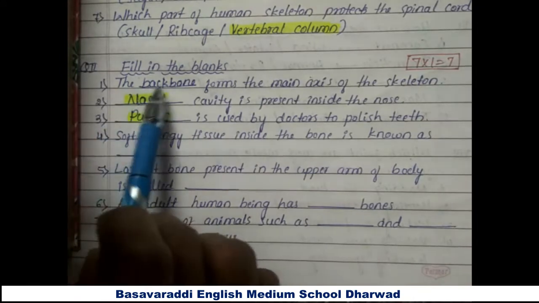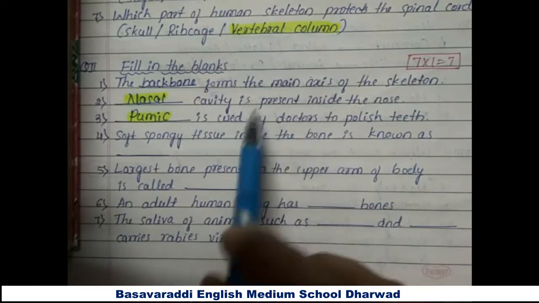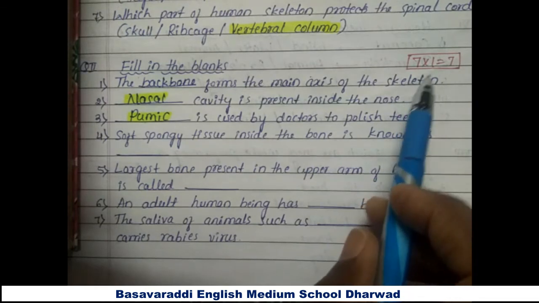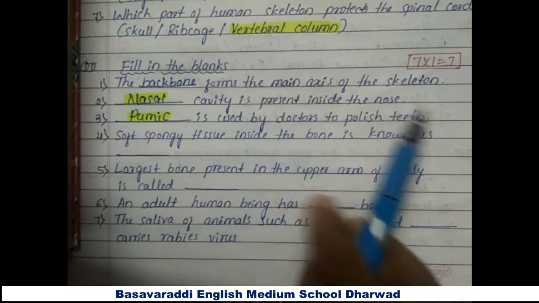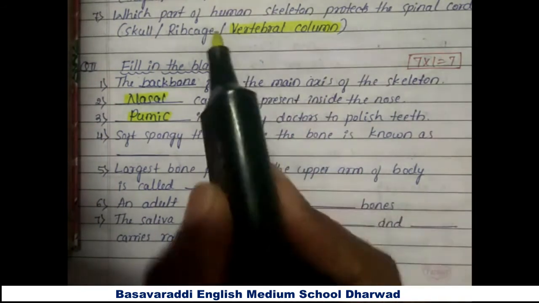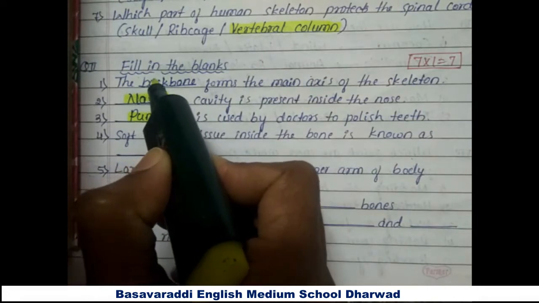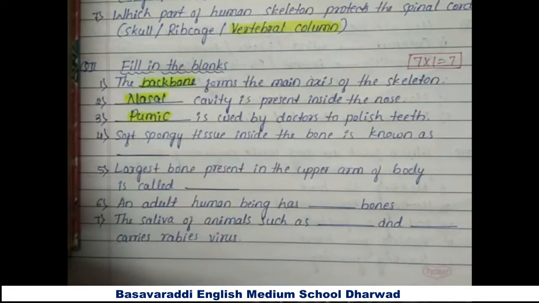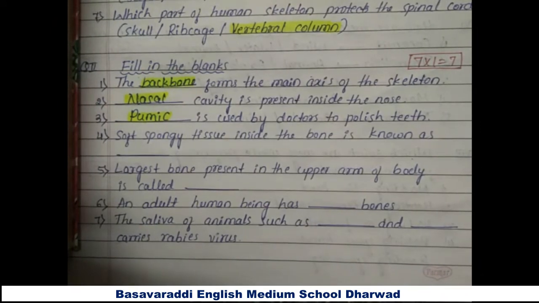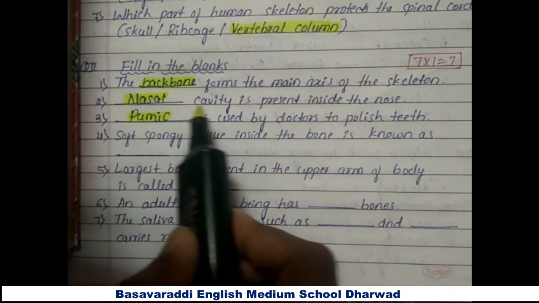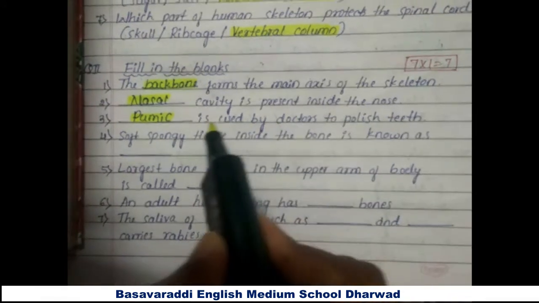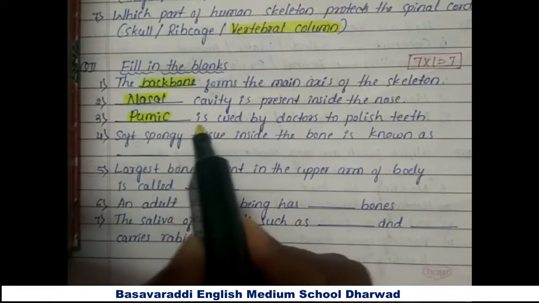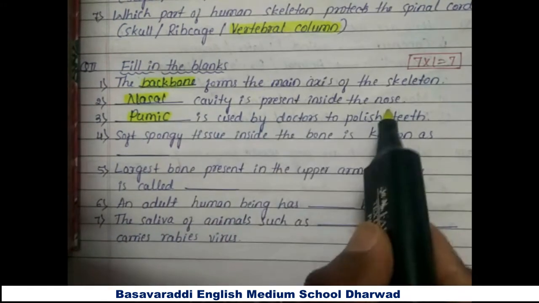The second question, fill in the blanks. Each carries 1 mark. The first one, the backbone forms the main axis of the skeleton. Second one, the nasal cavity is present inside the nose. The nose helps us to smell and breathe. So the nasal cavity is present inside the nose.